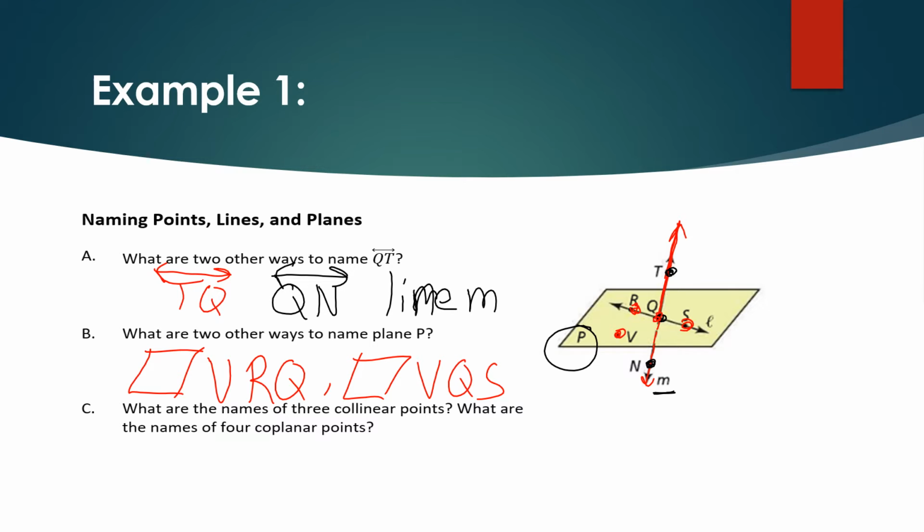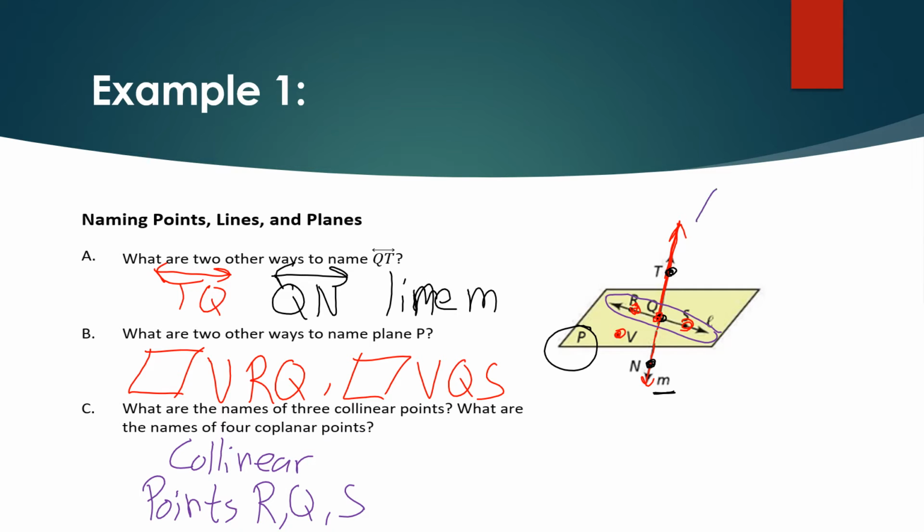And then for part C, they're asking, what are the names of 3 collinear points? And what are the names of 4 coplanar points? So there's 2 answers for collinear. The one that stands out to me for the collinear points would be R, Q, and S. That would be points R, Q, and S. And they're already highlighted here. But I could also use the points T, Q, and N, because that would be the points of line M going in and out of the plane.